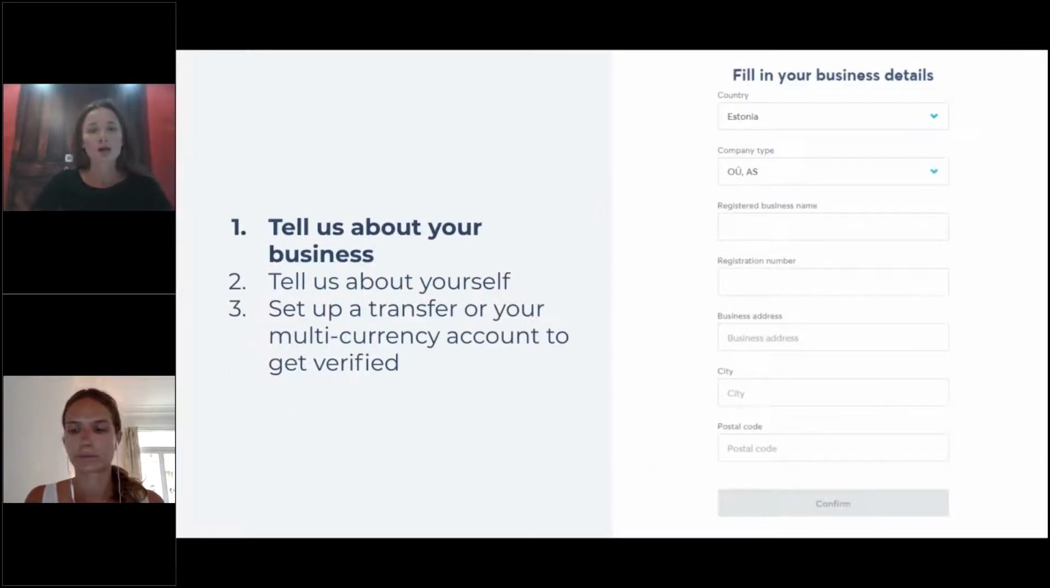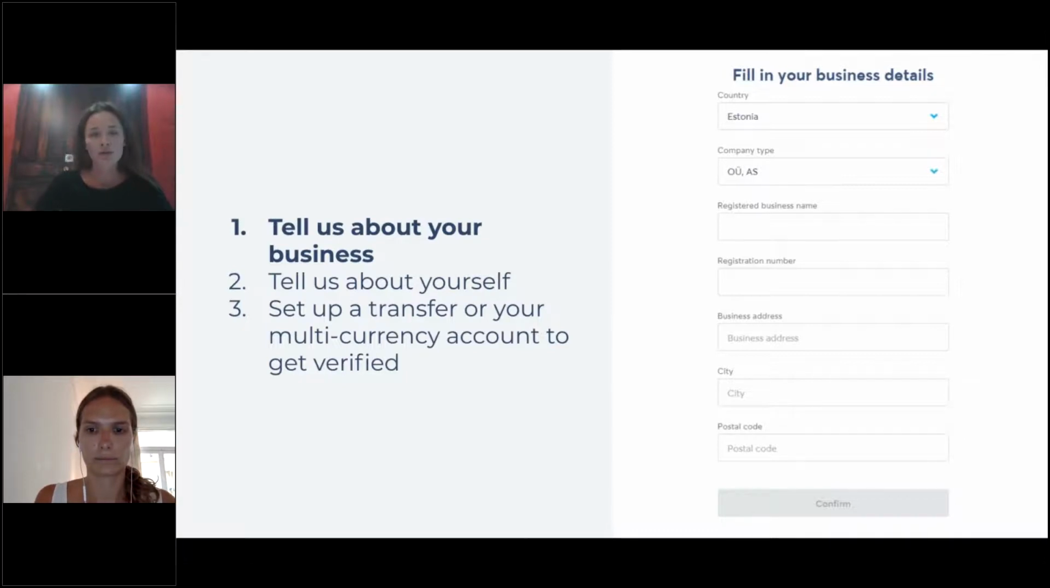Yep. So after you have entered your email address and chosen a password, then 3 steps are following. So first, we just ask you to tell us very basic details about your business. So you can see that you will, again, choose the country where your business is registered. And then you will also need to tell us the company type, the business name, registration number, and address.